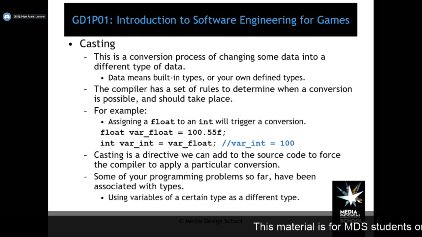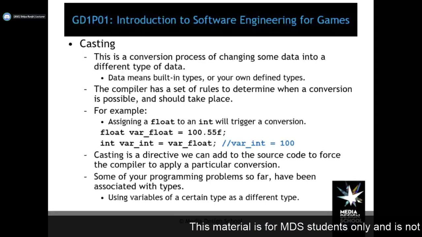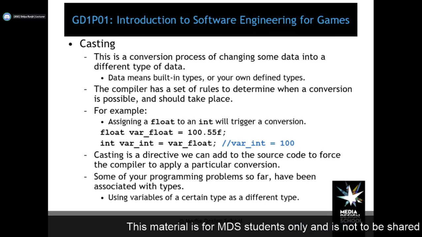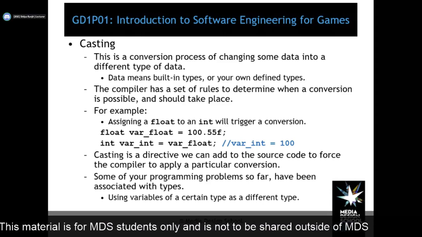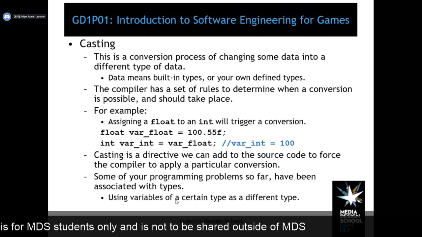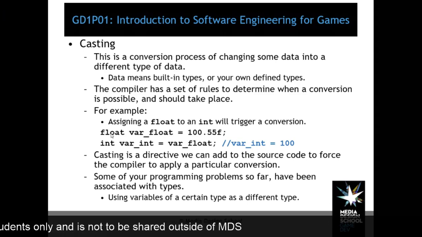So that is when we make use of casting. Casting is basically a conversion process which helps us to change from one data type to another data type. And so, for example, this one over here.